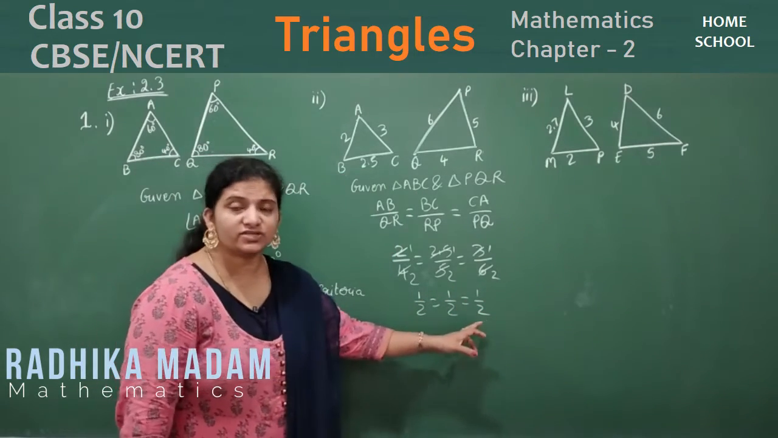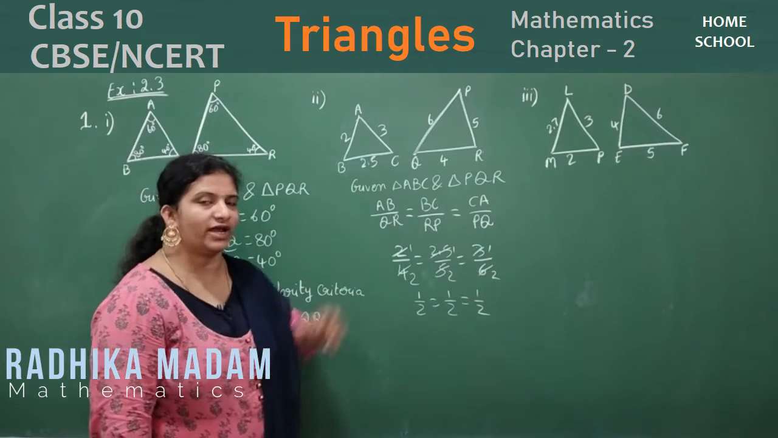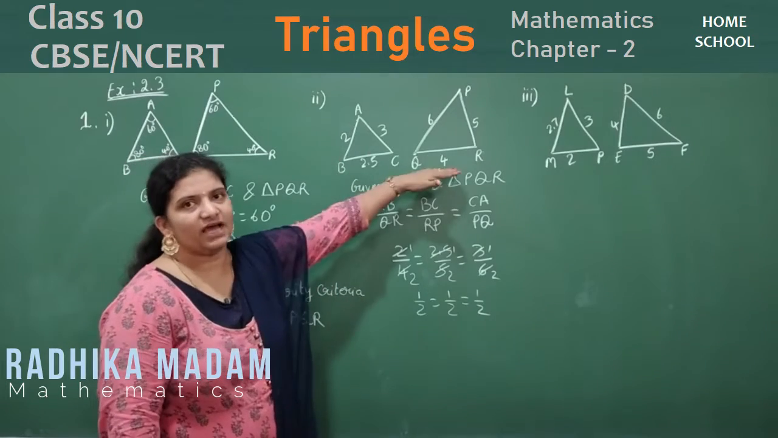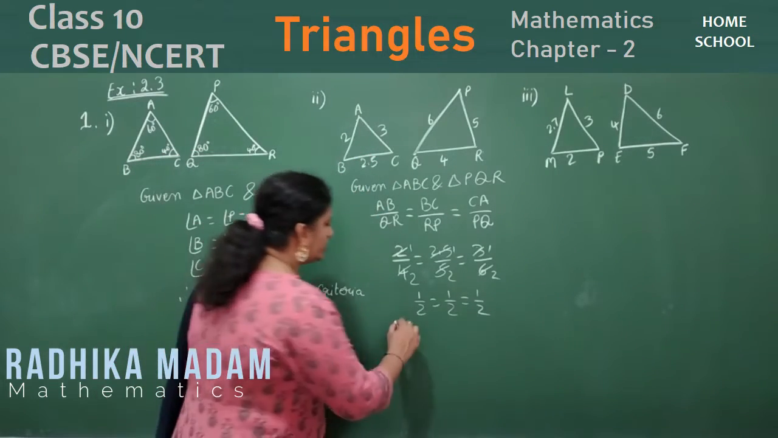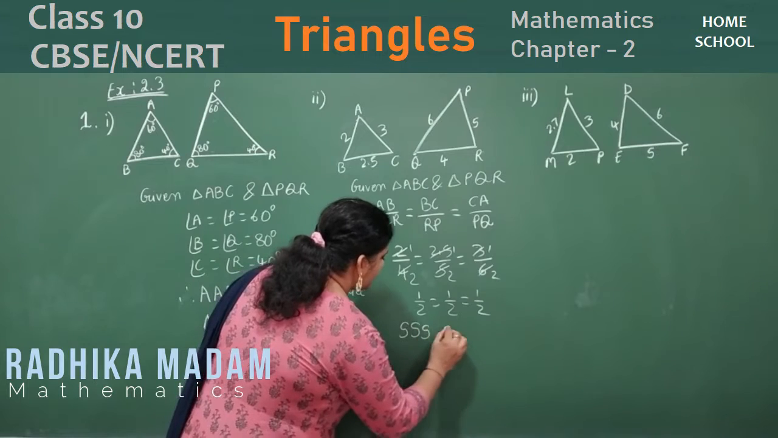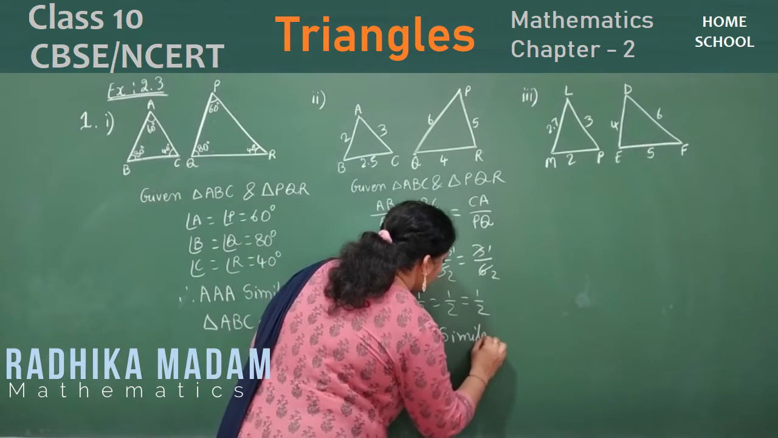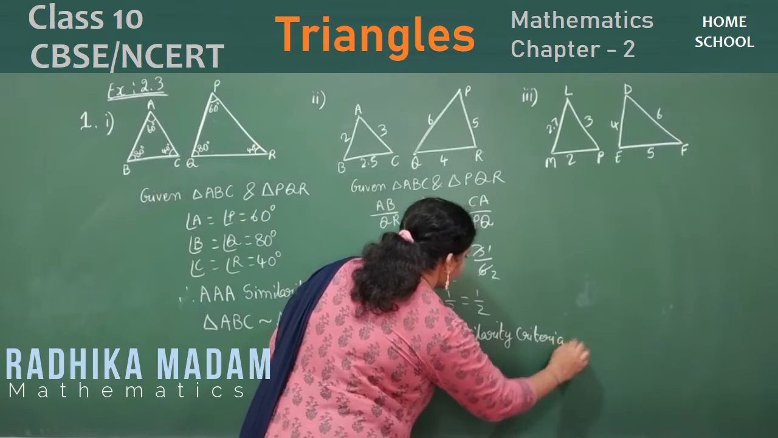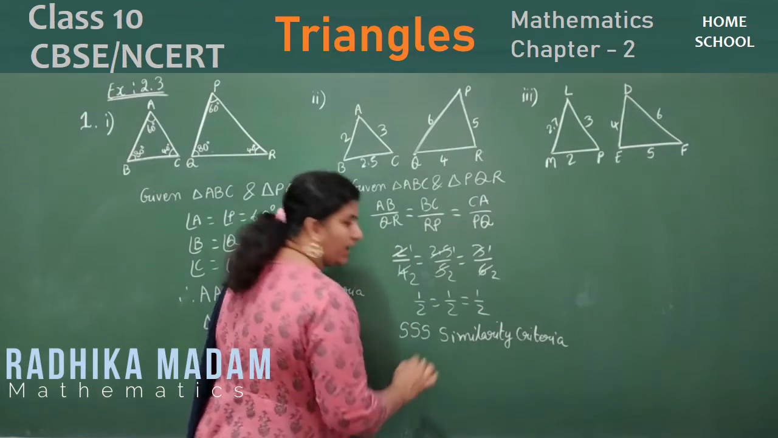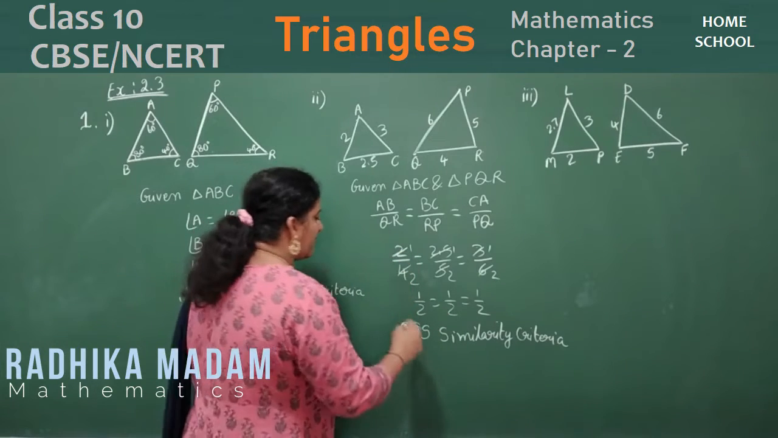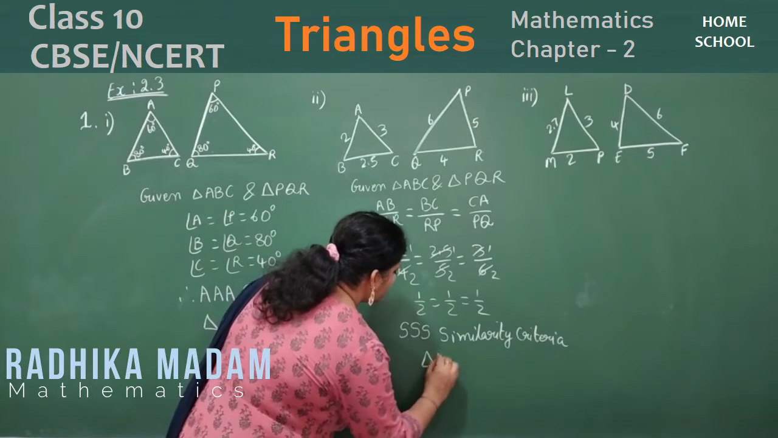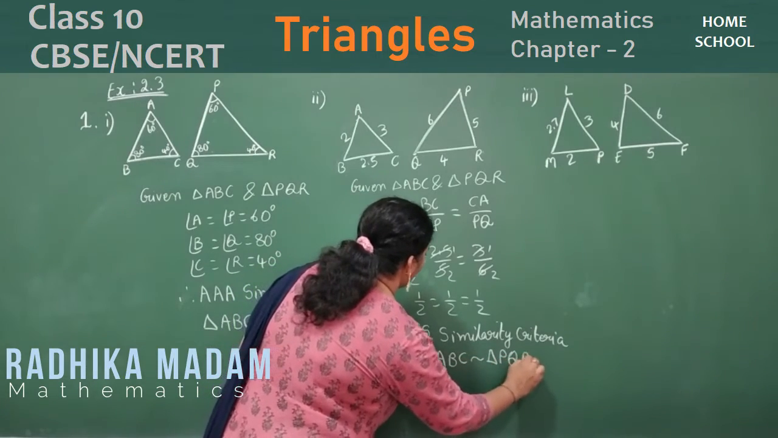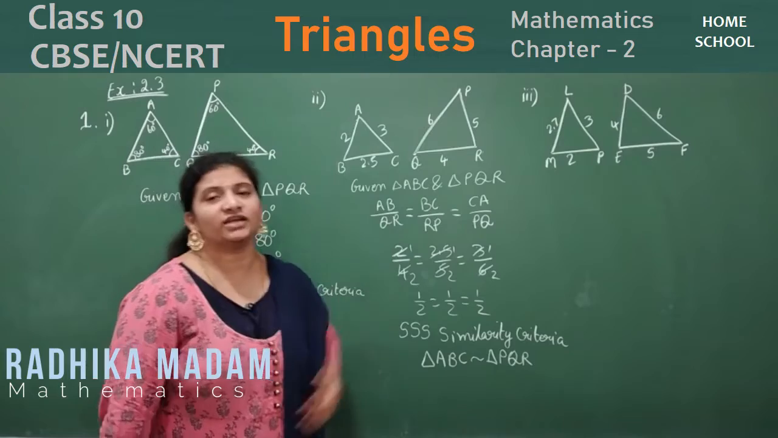If all the ratios are in proportion, what you can say? Therefore, the two triangles are similar. By which, how we are saying this? Side, side, side. Okay? All the three sides, by SSS similarity criteria. In last session, we have seen all these three. Do you remember? AAA, SSS and SAS similarity theorems. Therefore, triangle ABC is similar to triangle PQR. That's it.